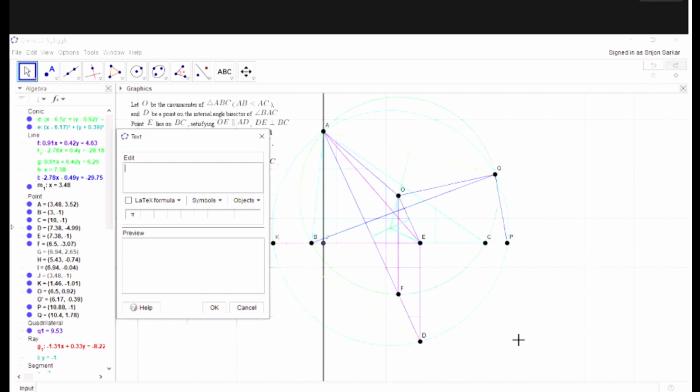AE, and AJ is not isogonal to AO. AJ is, yes, right.